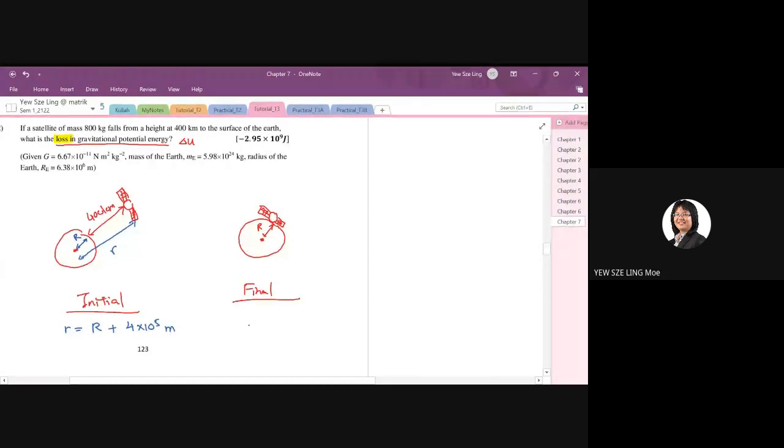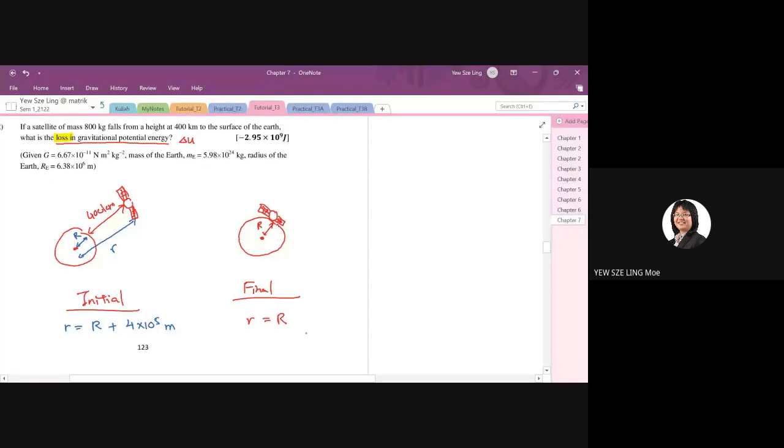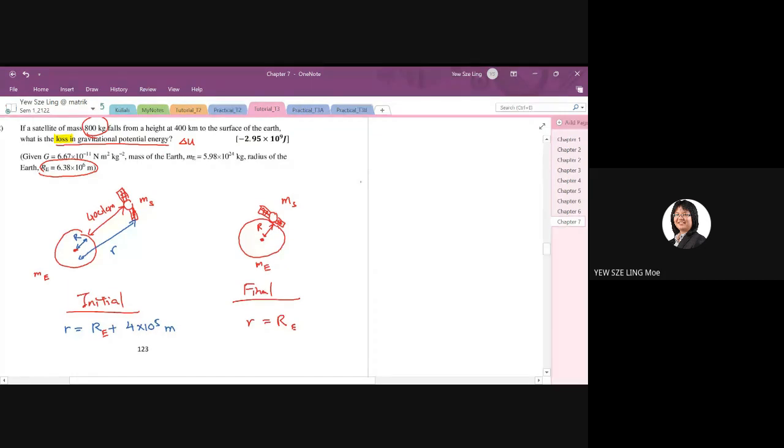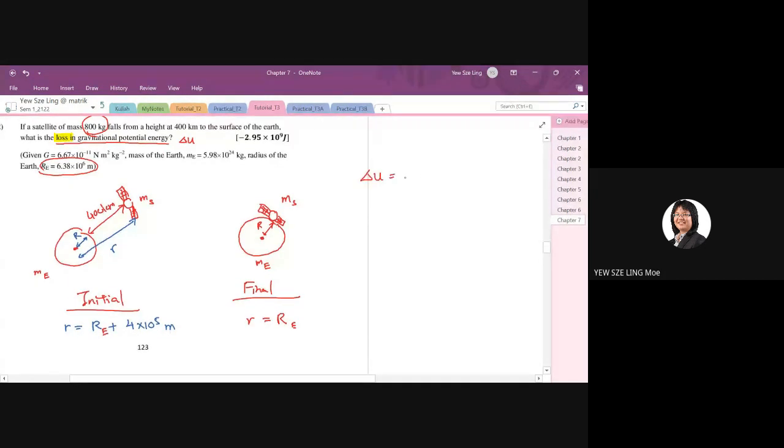At the final position, your R is equal to capital R, or RE, according to the variable given. So we call it RE as well. So you have a mass ME, and the mass of the satellite given is 800 km. So I'm just going to call it MS because it's a satellite. So MS, satellite.